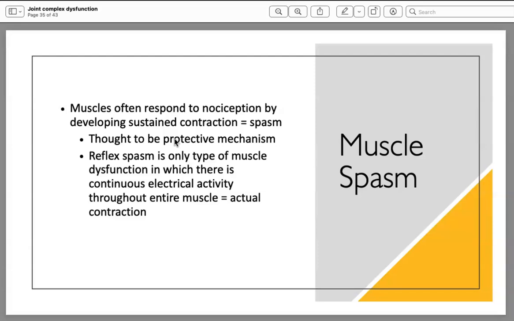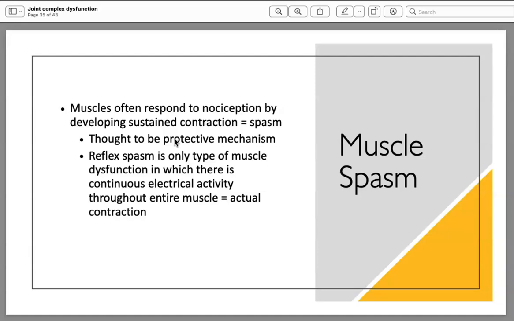I always describe muscle spasms as a protective mechanism, and it's typically what it's thought to be. The common occurrence is when someone, quote unquote, throws their back out, and they come into your office hunched over and they can barely move because their lower erectors, let's just say for this example, are in a hyperspasmodic state.